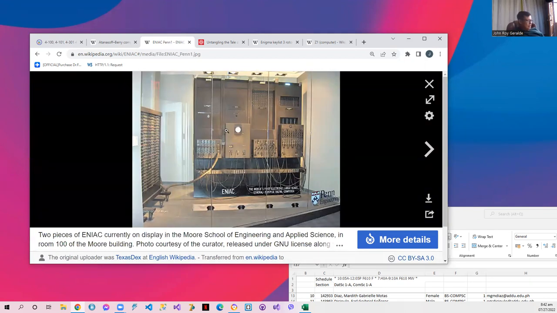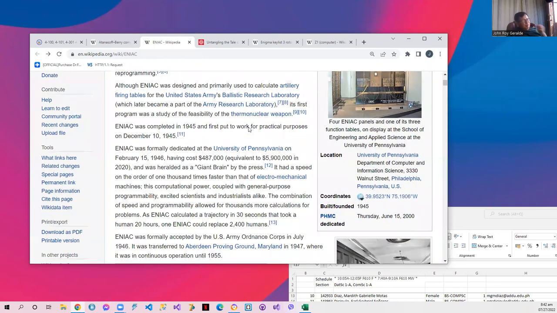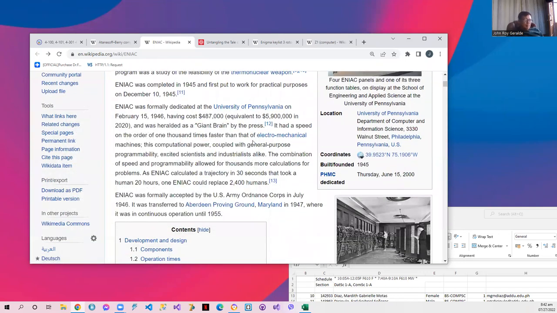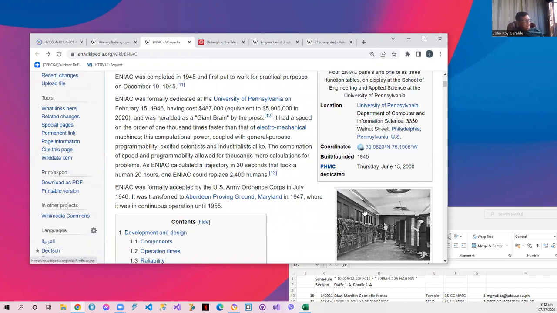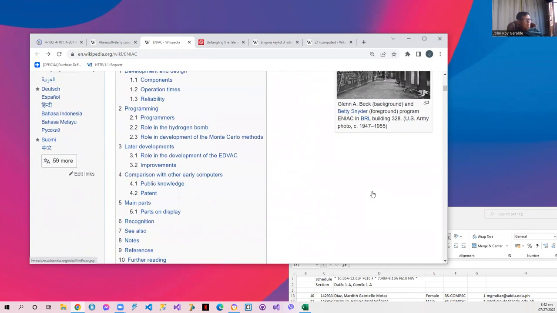Plus including the plug boards. It doesn't use a keyboard, it uses plug boards. And it has no memory reader, so it has to be programmed manually by switching the plug boards. Okay? Do you follow?